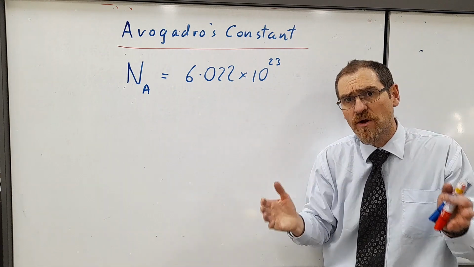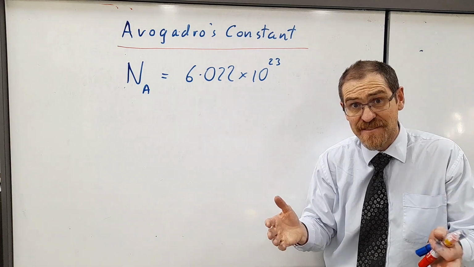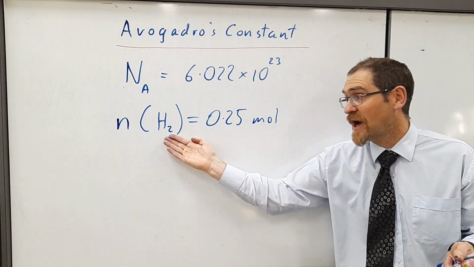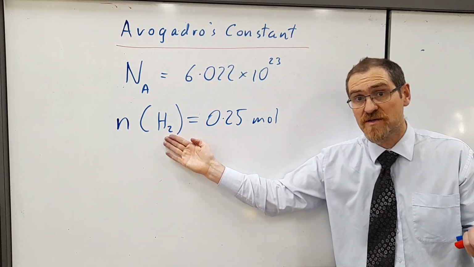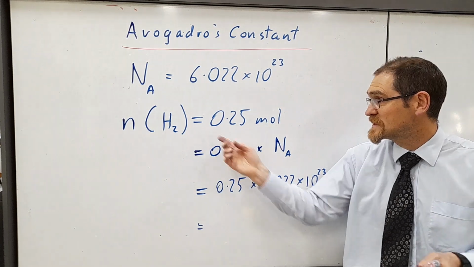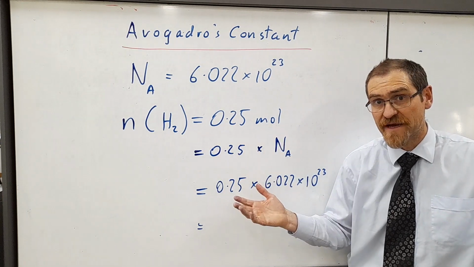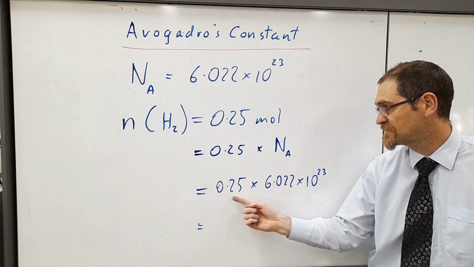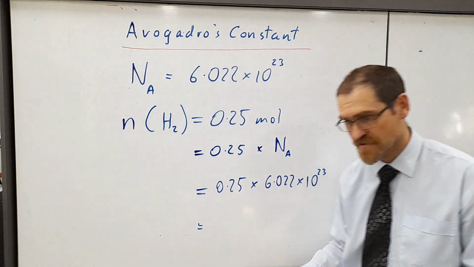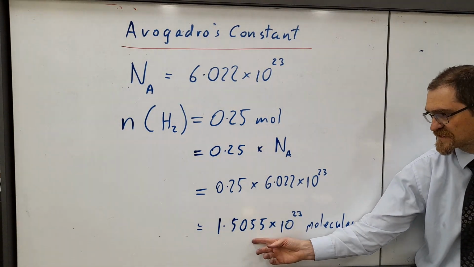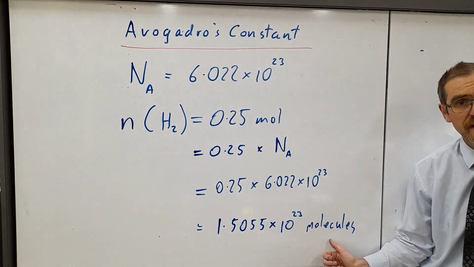So if I've got a quarter of a mole of hydrogen gas, I might ask the question, how many hydrogen gas particles or molecules do I have? So I've got 0.25 moles. How many particles of hydrogen gas do I have? 0.25 multiplied by Avogadro's number, and we get 1.5055 by 10 to the 23 molecules.